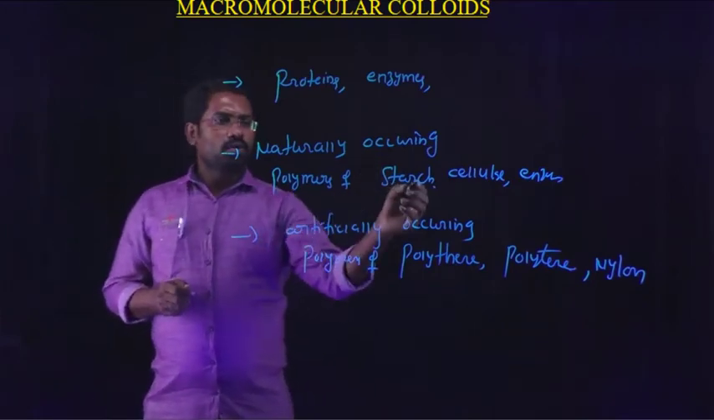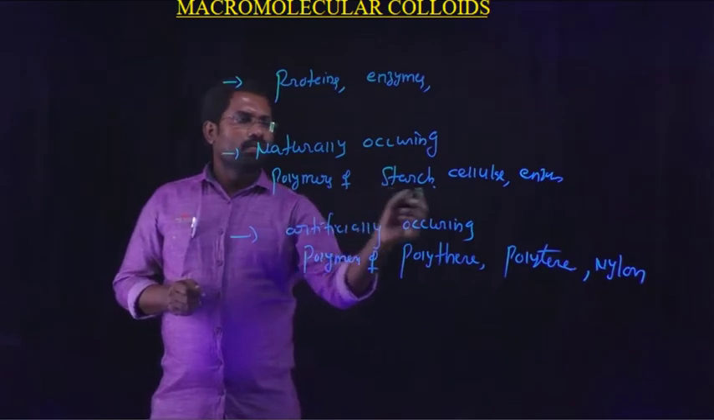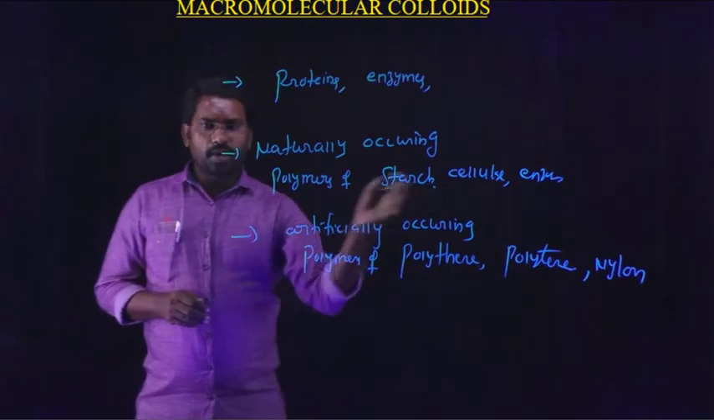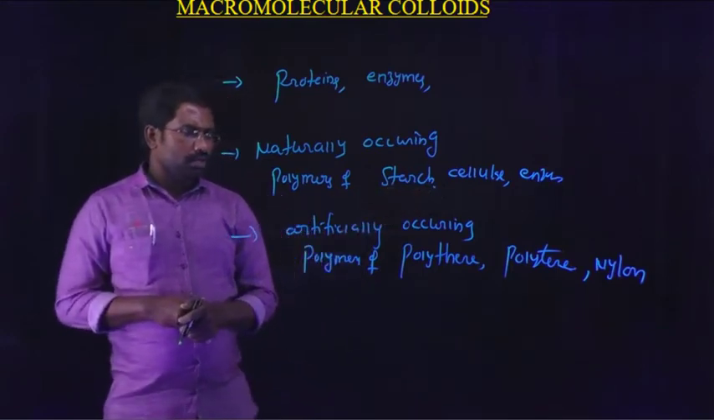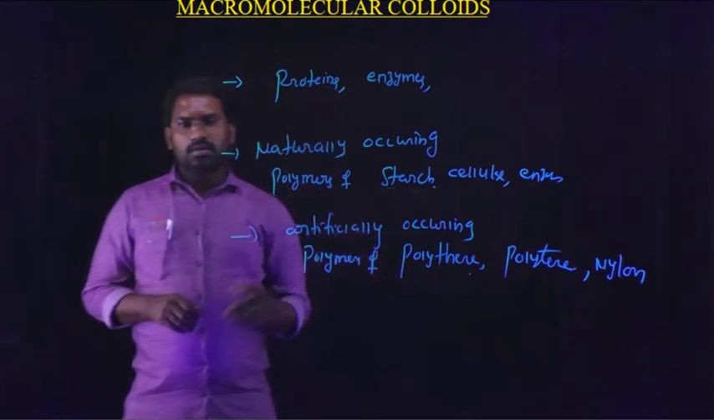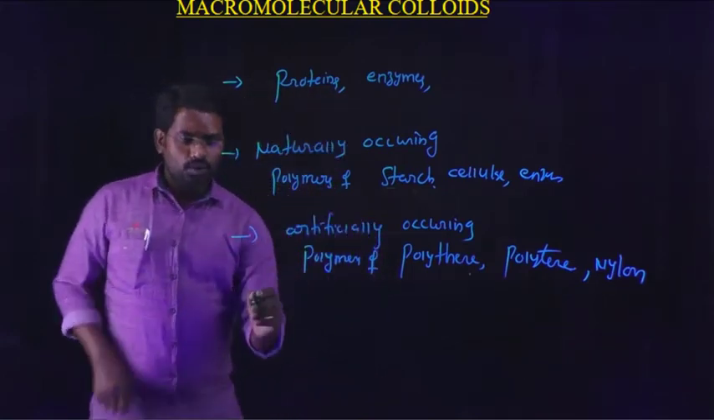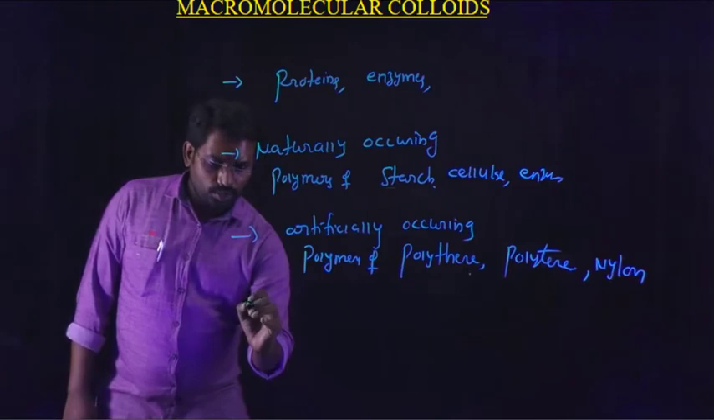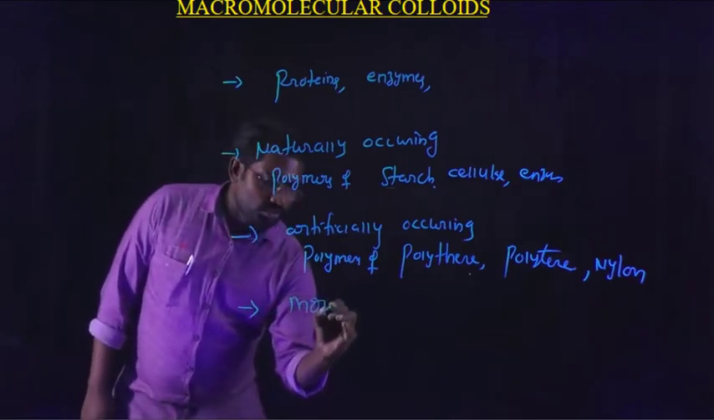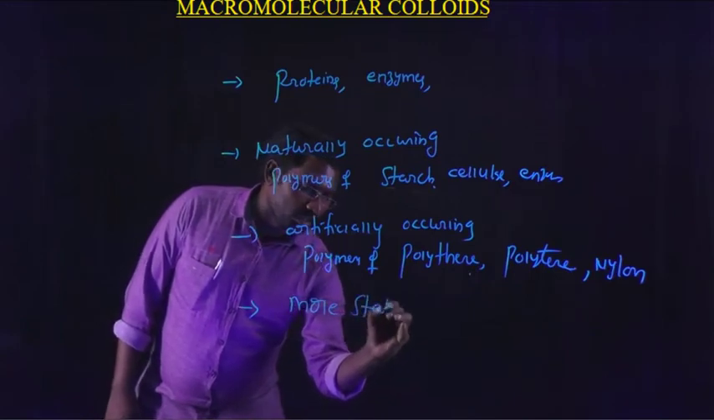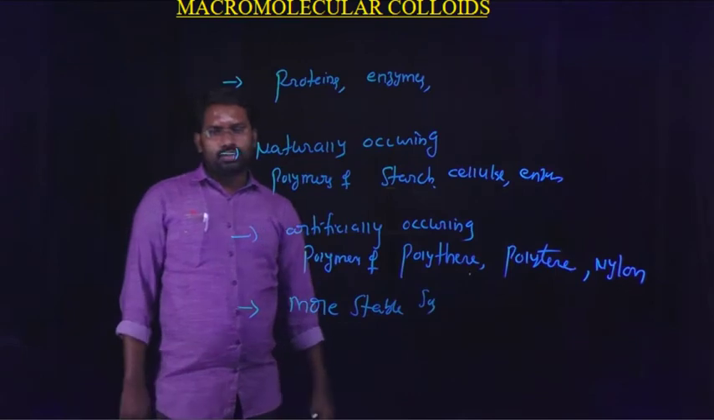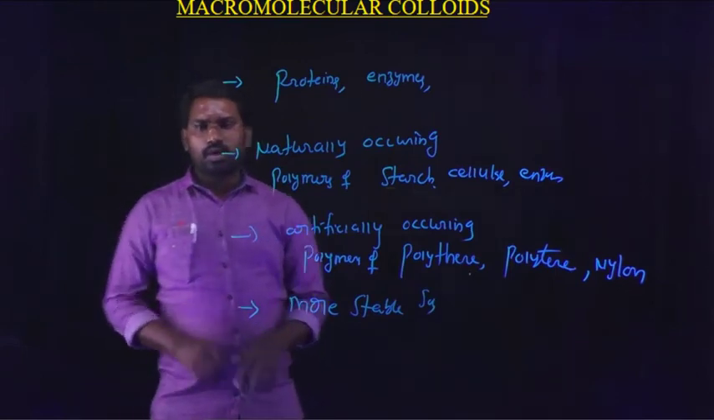Naturally occurring macromolecular colloids consist of polymers like cellulose and enzymes. Artificially occurring macromolecular colloids consist of polymers of polythene, polystyrene, nylon, etc. These are the best examples for macromolecular colloids. They are more stable colloids, like true solutions. So this is about macromolecular colloids.